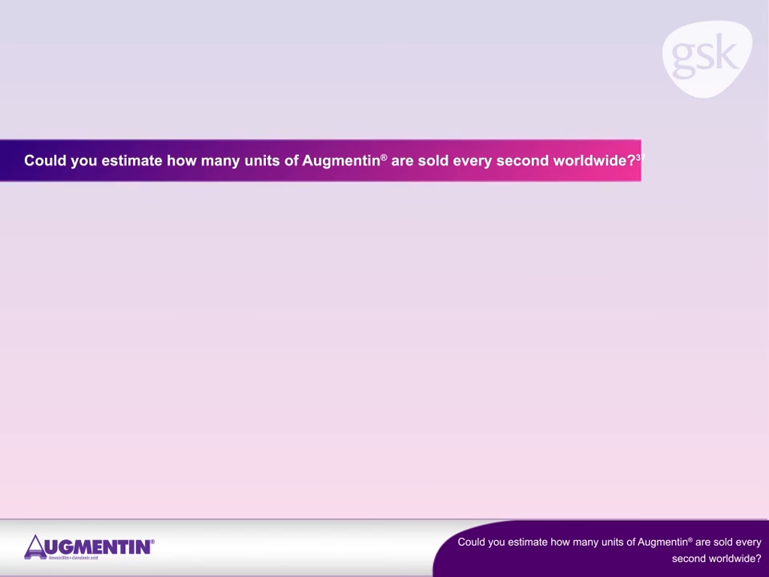Could you estimate how many units of Augmentin are sold every second worldwide? A. 10, B. 35, C. 68.